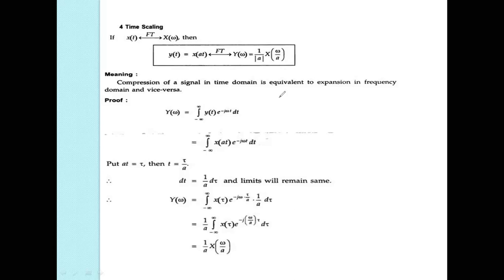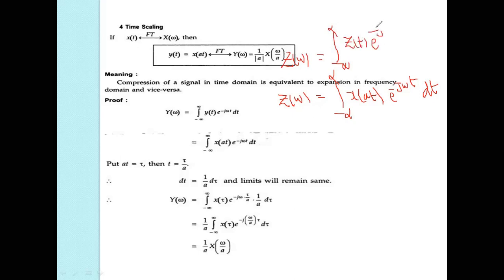Now, you can use the Fourier transformation definition to prove the scaling property: the integral from minus infinity to infinity of x a of t into e power minus j omega t dt. This is the formula for the Fourier transformation, not the z transformation, sorry. Z is a variable I am taking here. The z of t, actually Z of omega, is equal to the Fourier transformation: integral from minus infinity to infinity of z of t e power minus j omega t dt.